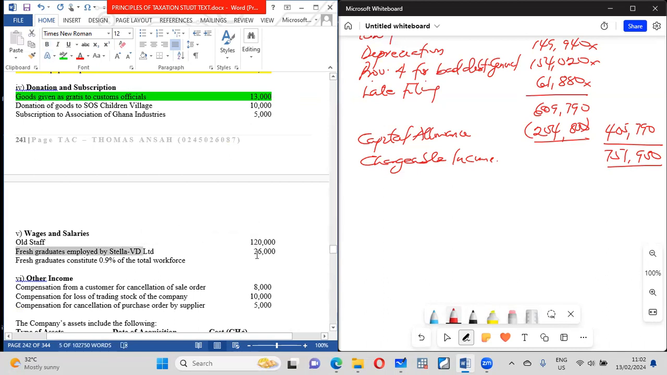Then we have fresh graduates employed by Stella. There are old staff, and there are fresh graduates, and fresh graduates constitute 0.9. When we did the tax planning, you realize that we have a provision for fresh graduates. If you pay fresh graduates, we have ranges. So in business income, you have to understand the concept of fresh graduates.